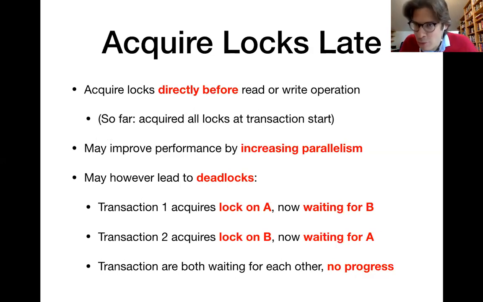We're going to discuss much more about deadlock handling in the following lecture. But just so you know, there's again a performance trade-off here. If we allow transactions to acquire locks late, we might increase the number of transactions that can proceed in parallel. On the other side, we might have deadlocks, and that can have a bad impact on performance. So depending on the scenario, this is either a good idea or not a good idea for performance.